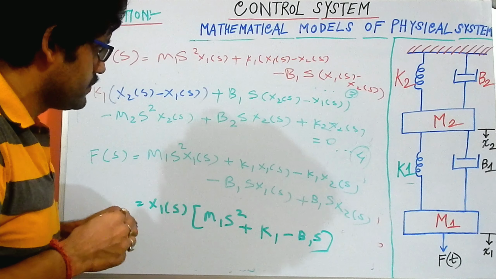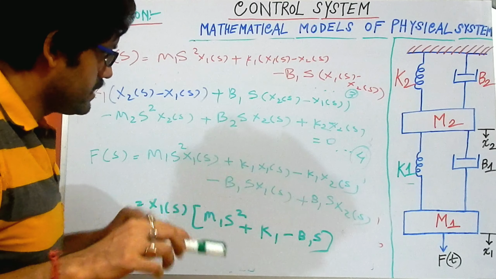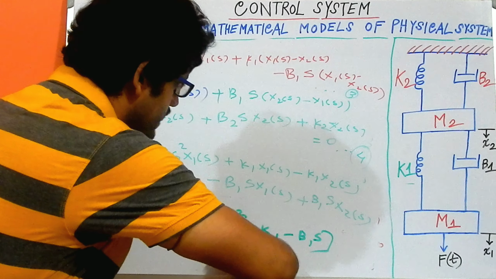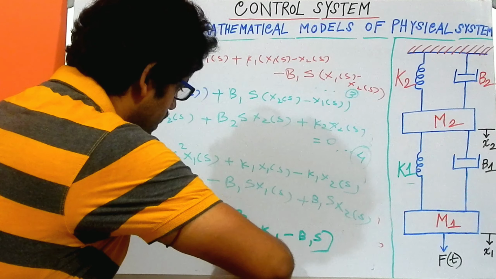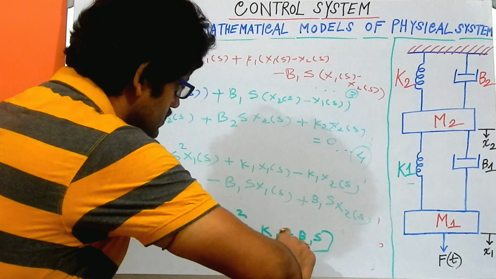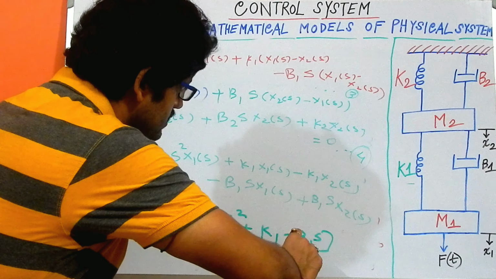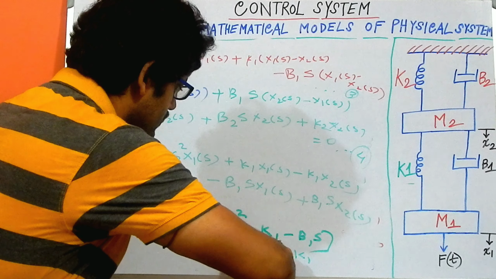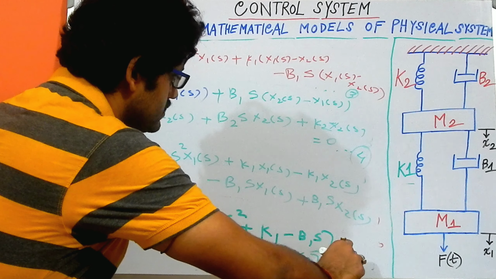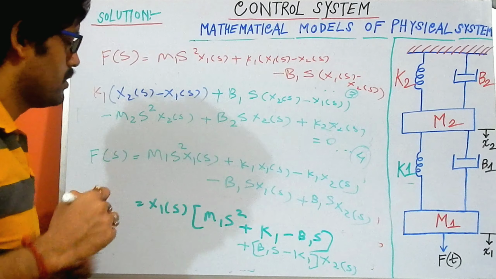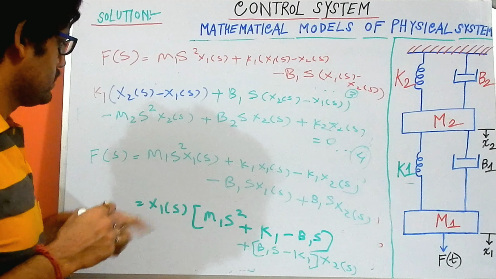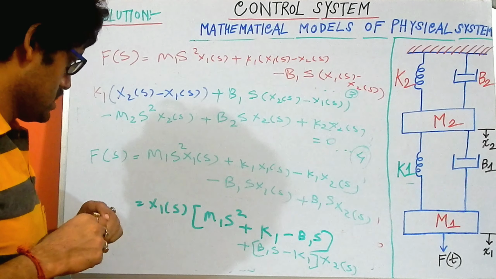And what are the rest of the equation over here? The equation is very simple. If I am taking that, plus b1 s minus k1, which is the x2(s), if I am taking the x2(s) common, I have got b1 s minus k1 times x2(s). So this is our equation 1.